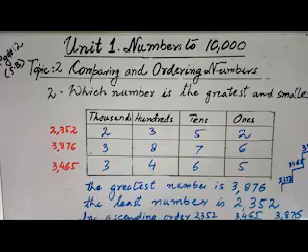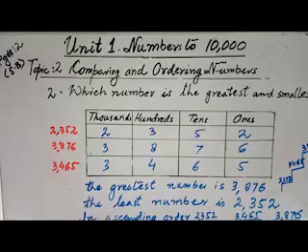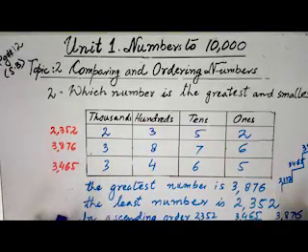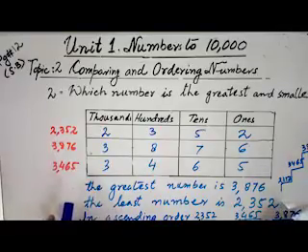Descending order, that would be this and this. What would it be now? You will step down for descending order, that would be 3,876, then 3,465, then 2,352. And now you have written the numbers in ascending order and descending order. That was your last objective of this topic.